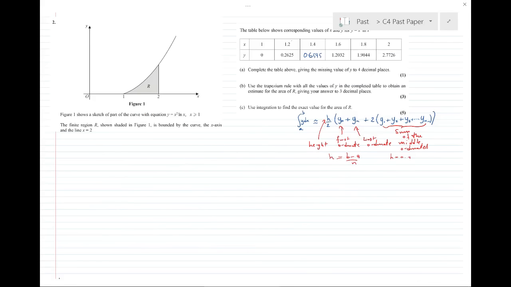Right, so question 2 part A starts off with the trapezium rule. I've already filled in the table of values here for the function. We're finding the area under this, and we've got a function y equals x squared ln x. And one simple mark is to put 0.6595 in there to get the other value there. Can't imagine how many people wouldn't have been able to do that in the C4 exam.